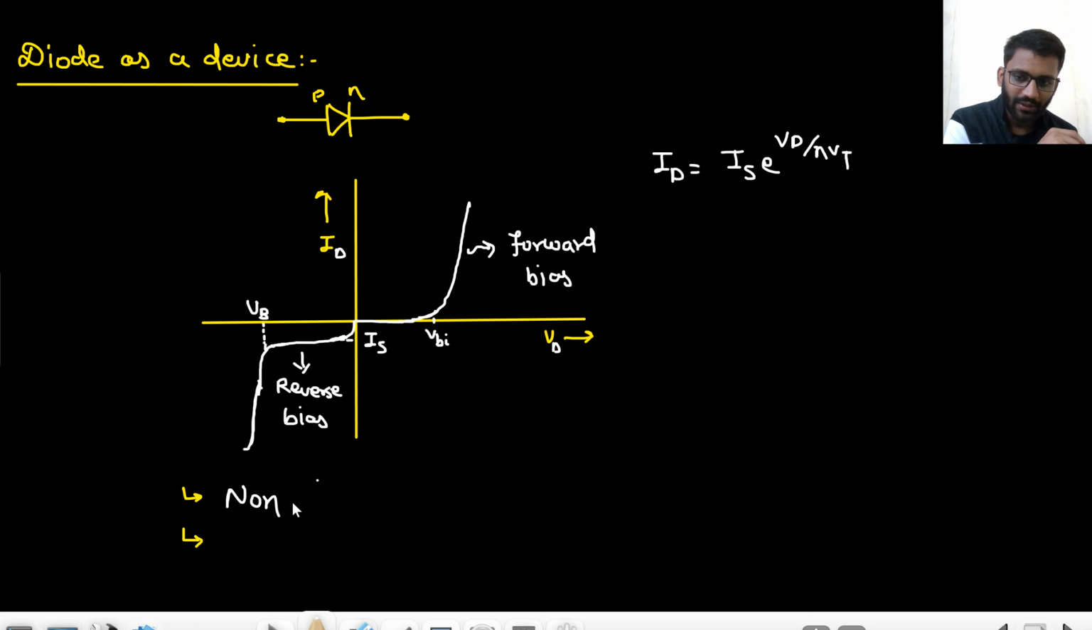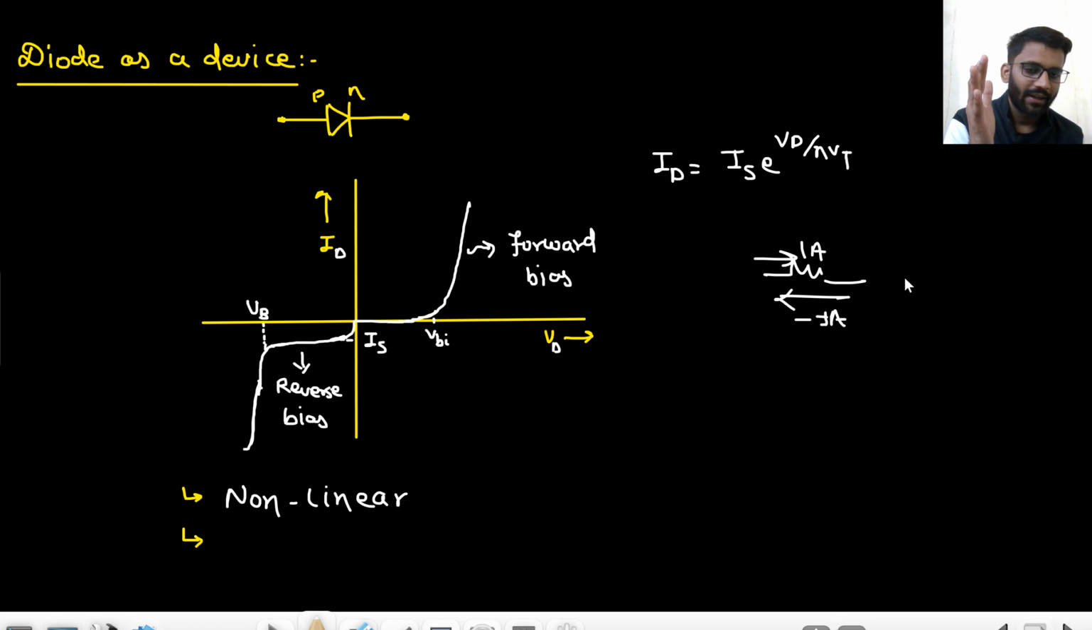Tell me, is it unilateral or bilateral? What is bilateral? In both directions, it should provide the same impedance and the same kind of current. Like in a resistor, 1 ampere in one direction, and in the other direction it will be minus 1 ampere, right? But in a diode, there is a different current here and a different current here.